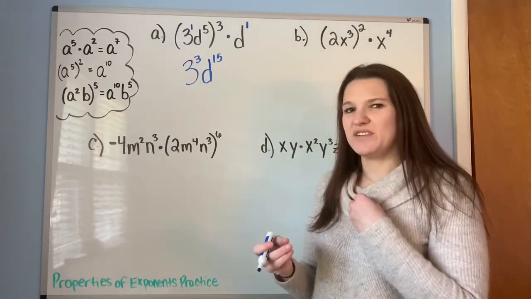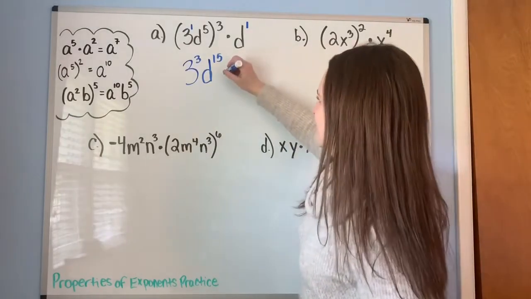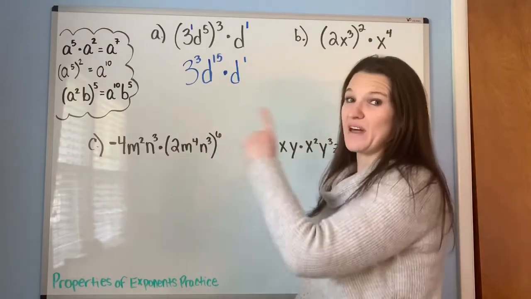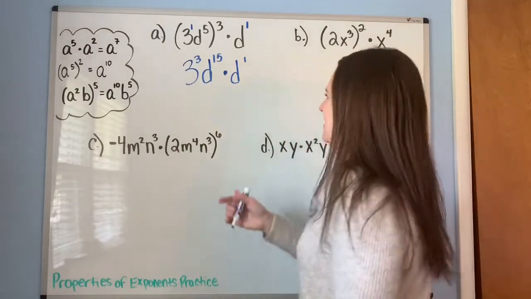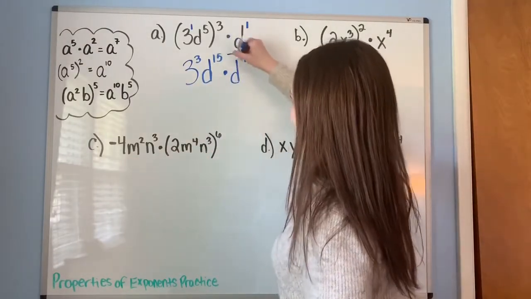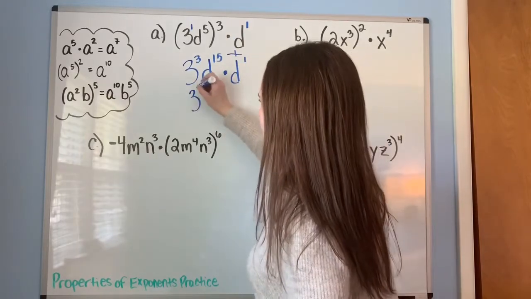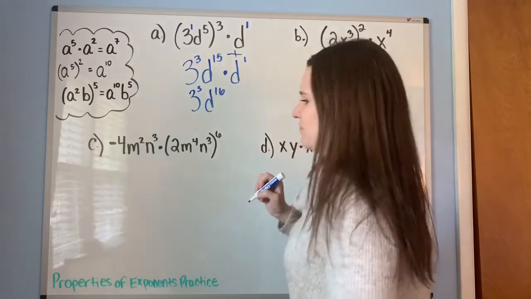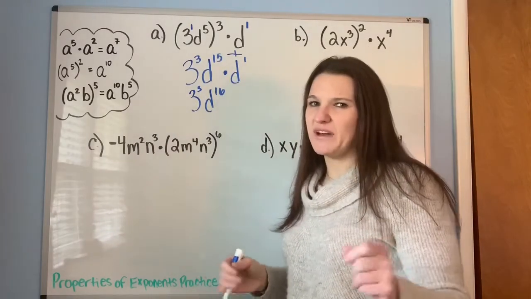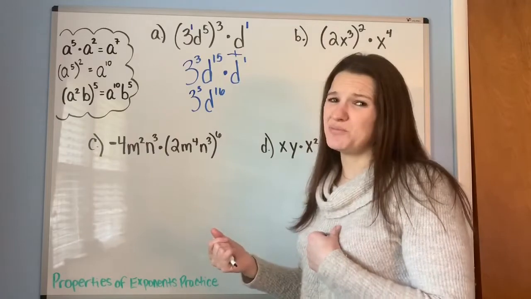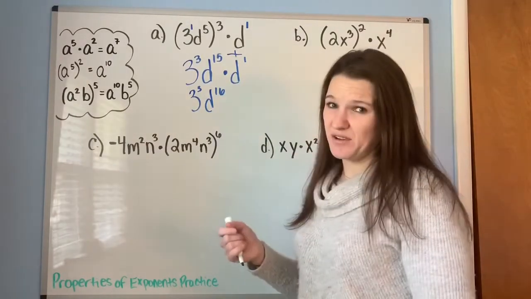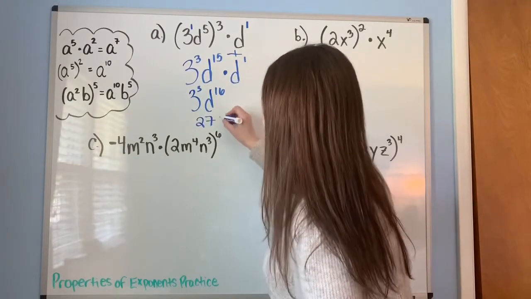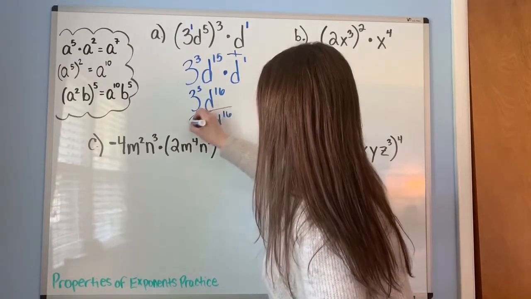I just want to put it there so I remember that when I bring it down, when the base is the same and you multiply across, you add your exponents. So I'm going to add these. So I have 3 to the 3rd power, and then d to the 16th. Now, 3 to the 3rd power, we can probably simplify that. And since we're practicing, we probably should. So 3 to the 3rd power would be 27. D to the 16th.